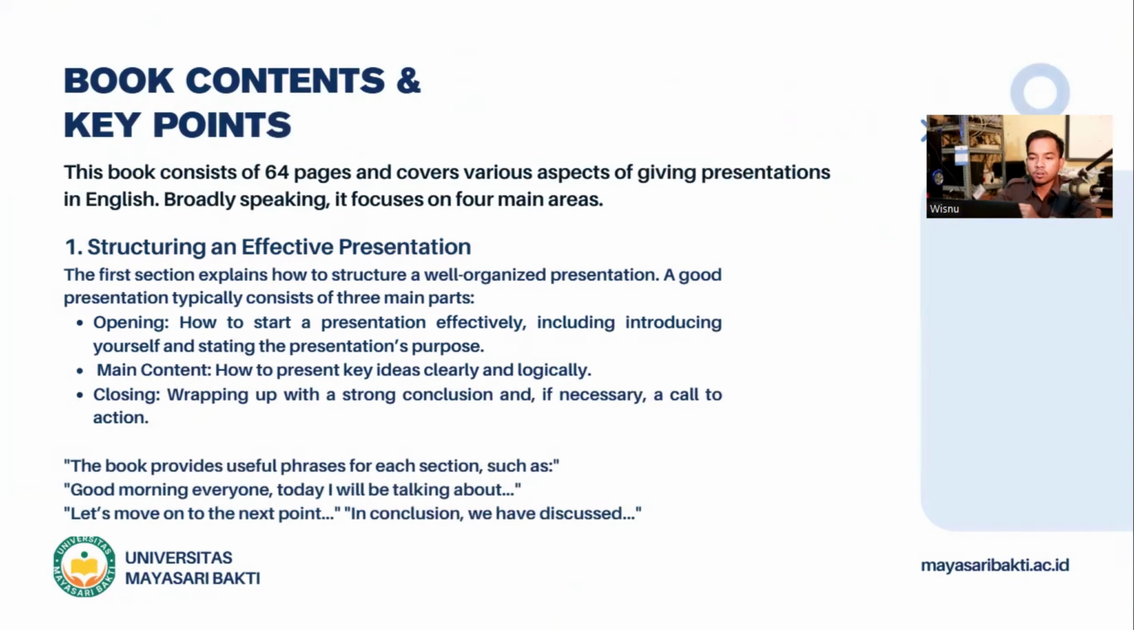This book consists of 64 pages and covers various aspects of giving presentation in English. Broadly speaking, it focuses on four main areas. 1. Structuring an effective presentation. The first section explains how to structure a well-organized presentation. A good presentation typically consists of three main parts.